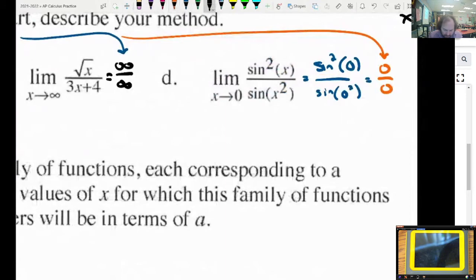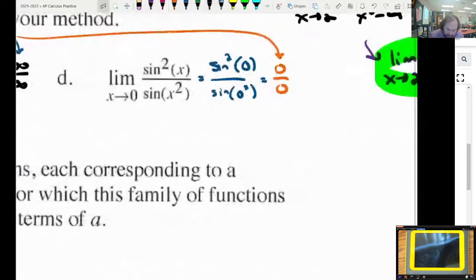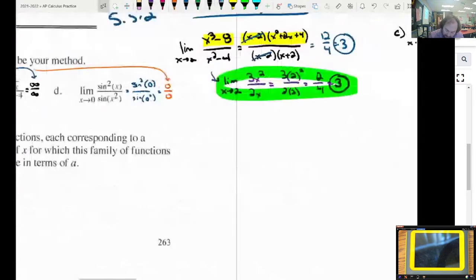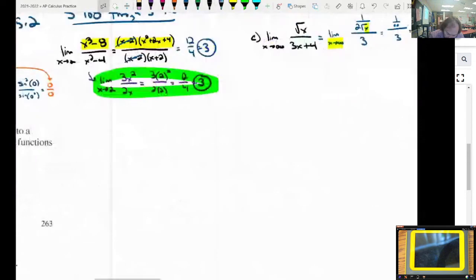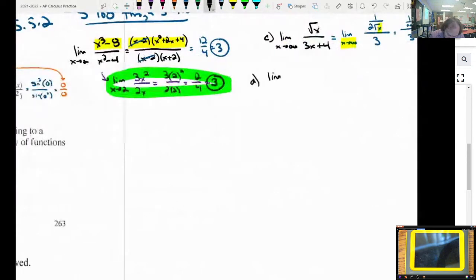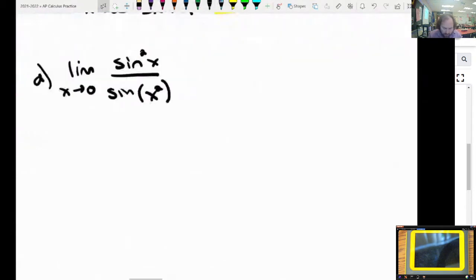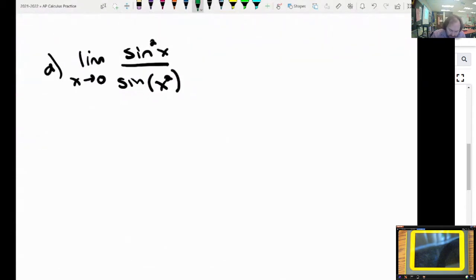Now, L'Hopital's rule in this case will be a little more complicated because these derivatives are going to require the chain rule, but that gives us a good chance to practice chain rule. Again, we're looking at the limit as x approaches 0 of the sine squared of x over the sine of x squared. Both of these derivatives are going to require the chain rule, and L'Hopital's rule will say that this is equal to the limit as x approaches 0 of the derivatives of the top and the bottom of this fraction.